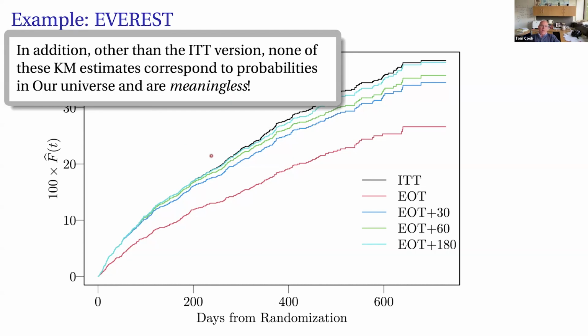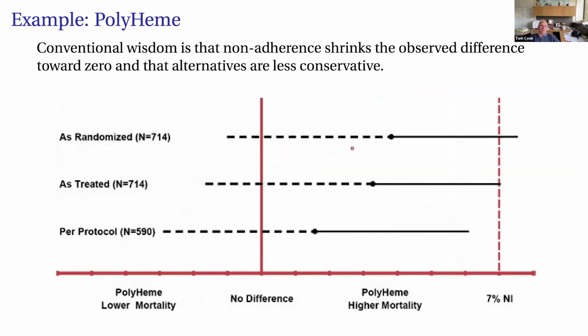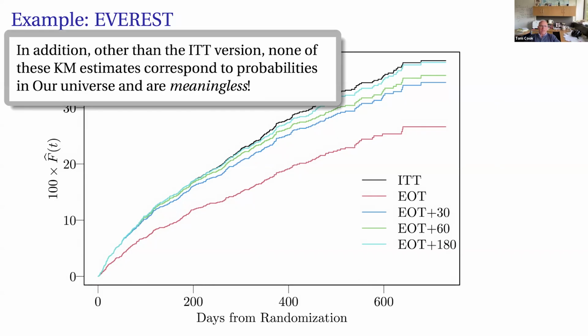And furthermore, other than the ITT version, none of these Kaplan-Meier estimates correspond to probabilities in our universe. If you do the math, you realize that this red curve actually doesn't represent any quantity that has any meaning in our universe. So these analyses that try to account for non-adherence cannot possibly fix the problem of estimating the treatment effect among people who actually adhered to the treatment.